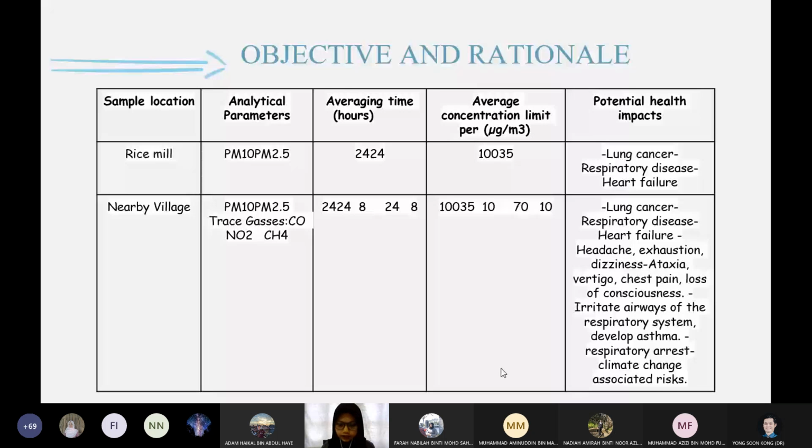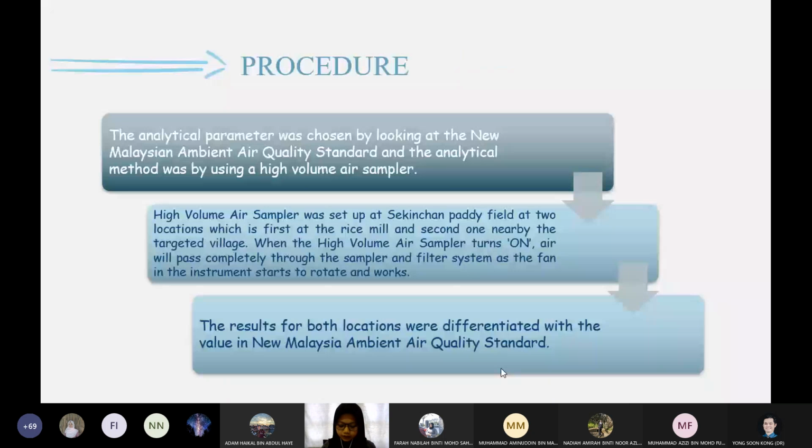Next, I will explain about the procedure. The analytical parameters were chosen by looking at the new Malaysian ambient air quality standard, and the analytical method was using a high volume air sampler. This instrument was chosen as it can collect a wide range of air. The high volume air sampler, this is the schematic diagram, was set up at the rice mill and near the targeted village.